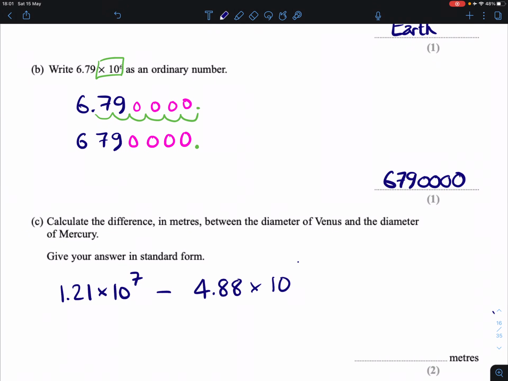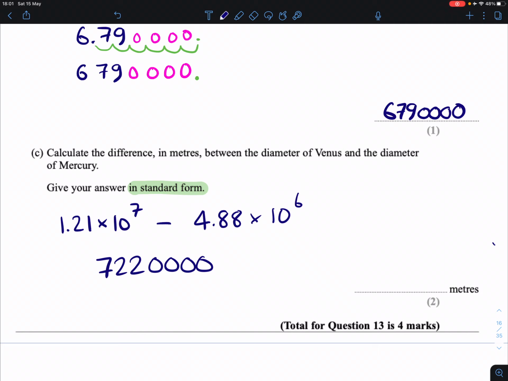And your answer that you will get will be 722,000. However, it wants the answer in standard form. So now we've got to change this into a something times 10 to the power of something. The first something, we take our non-zero digits and we write them in such a way that after the first non-zero digit, we have a point. Or in other words, you turn this number into a 1, 2, 3, 4, 5, 6, 7, 8, or 9 point something. So in this case, 7.22 is what we would turn it into.